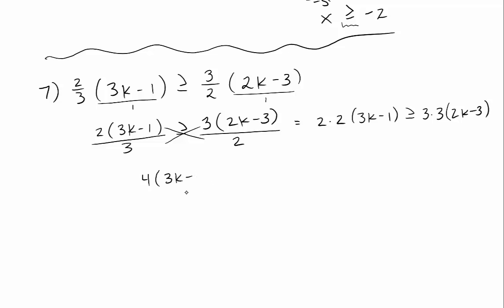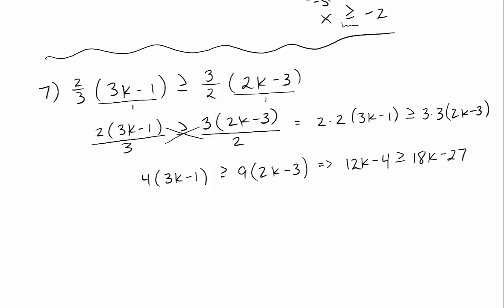Ooh, what am I doing? We still have the greater than or equal to. And then 3 times 3 is 9 times 2k minus 3. I'm going to distribute, and I'm going to say, okay, well, 4 times 3k, I got 12k, minus 4 times 1 is 4, greater than or equal to 9 times 2k, I got 18k, minus 9 times 3 is 27.